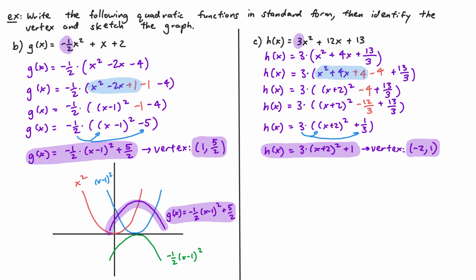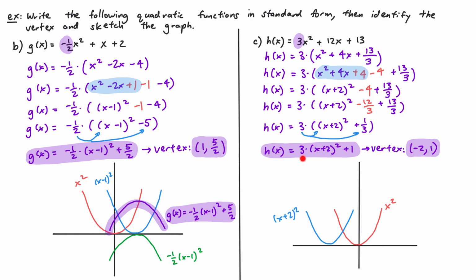Lastly, to graph this function, we want to think about it as graph transformations applied to the x-squared function. Start by drawing the x-squared function. Our first graph transformation is a horizontal shift. Because we have x plus 2 inside the square, this is a shift to the left 2 units. So take our red graph, move that over 2 units, and we get something like this. This is x plus 2 squared.